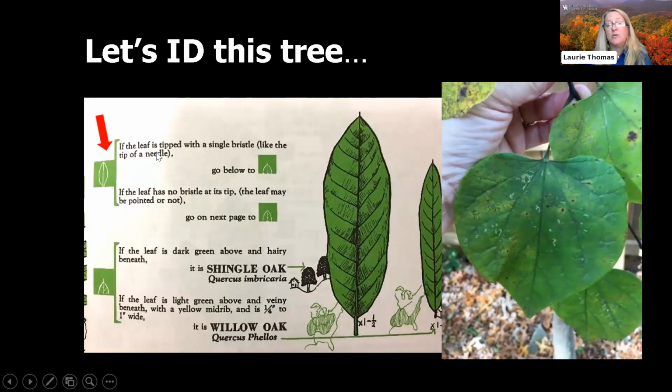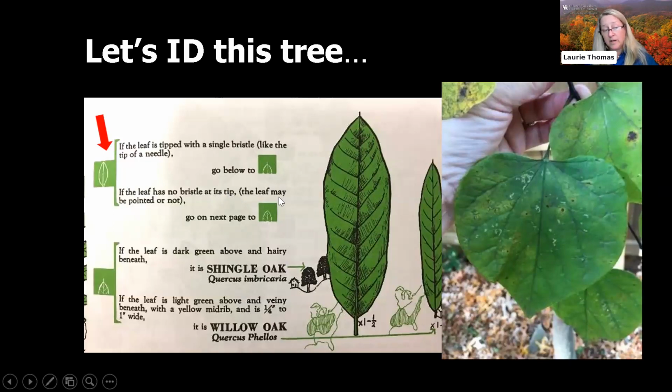Now it's asking us a little bit about the ends of our leaves, the tips of our leaves, which we didn't talk about, and it doesn't come up real often. It asks if the leaf is tipped with a single bristle like that of the tip of a needle, or if the leaf has no bristle at its tip.